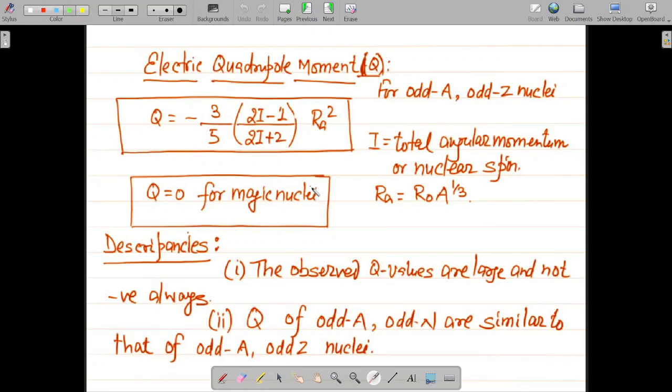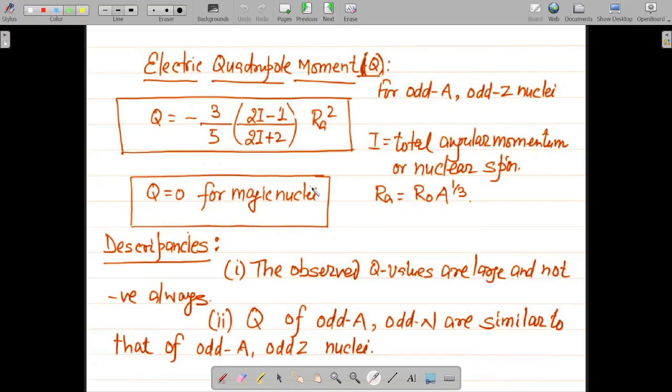In that case the value of Q, the electric quadrupole moment, turns out to be equal to 0. What magic nuclei means, we have already learned in the previous lectures, so why should I tell you now? So Q equals 0 for magic nuclei.